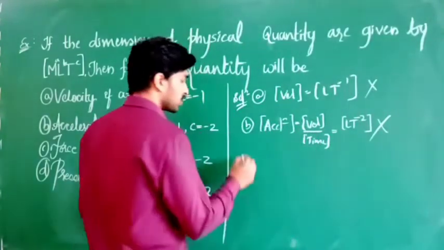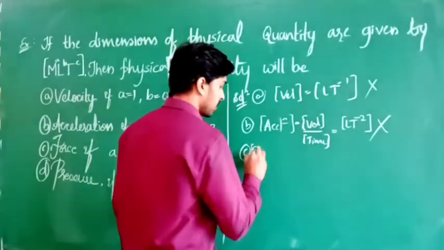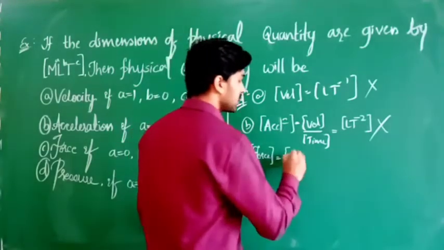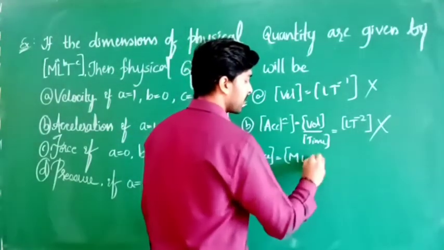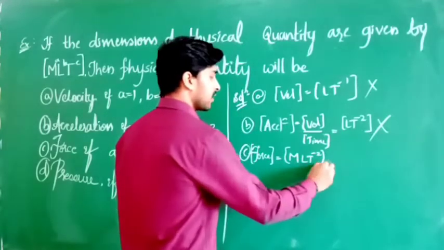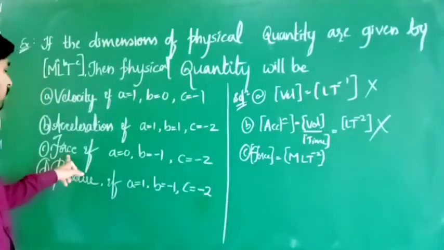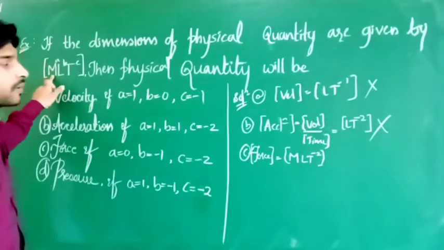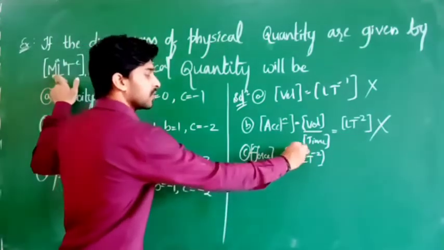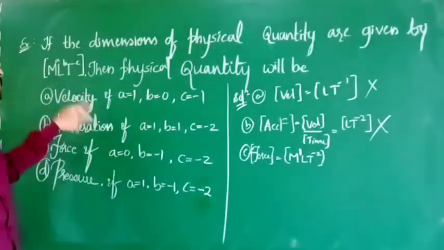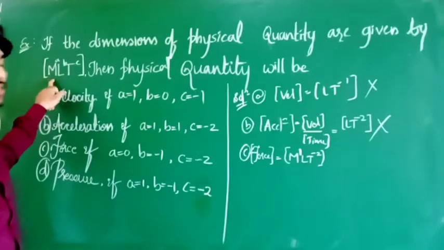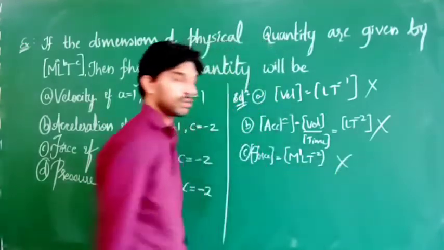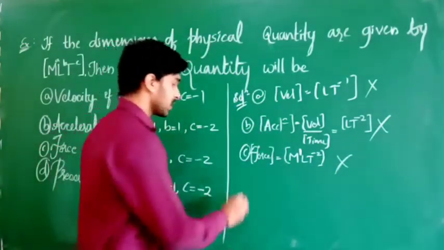Third one, force. What is the dimensional formula for force? Mass into acceleration. Mass means m. Acceleration means L t power minus 2. Correct? Now check force. If a equal to 0, a is the power of m. So the power of m for force is 1. Correct? If we substitute 0, this equation won't satisfy force. That's why the third option is also wrong. The remaining one we will check now.